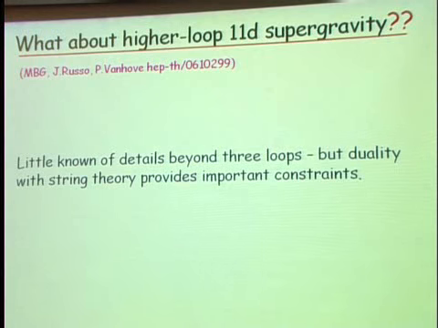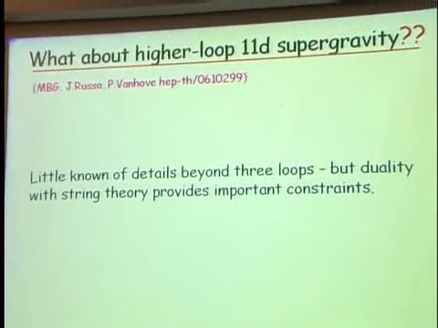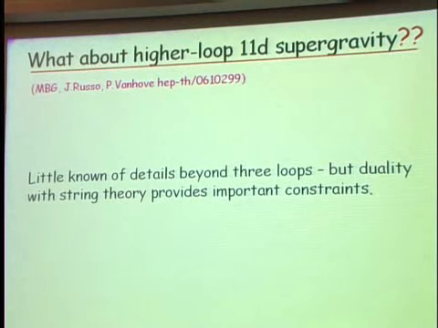So let me now turn to a much more speculative kind. So everything I've said so far has been at least in some sense precise. Here I'm going to be much more speculative and ask whether we can say anything about the general structure beyond 2 loops, beyond 3 loops, by asking for string dualities to play an important role, in other words, by assuming string dualities.